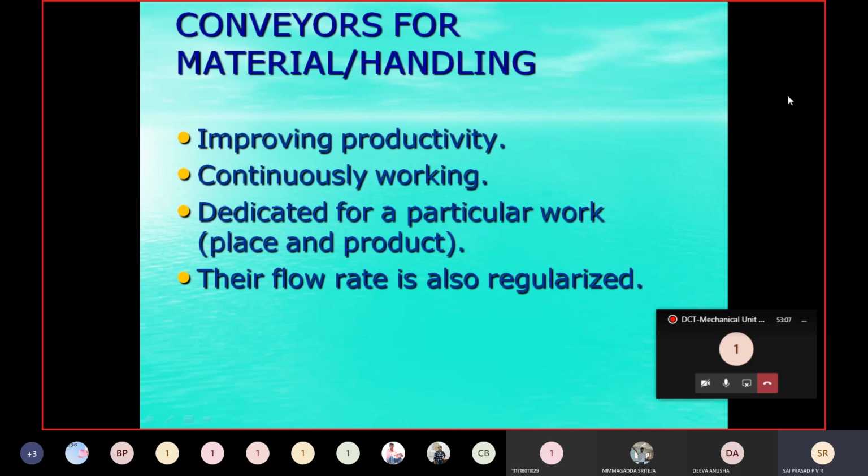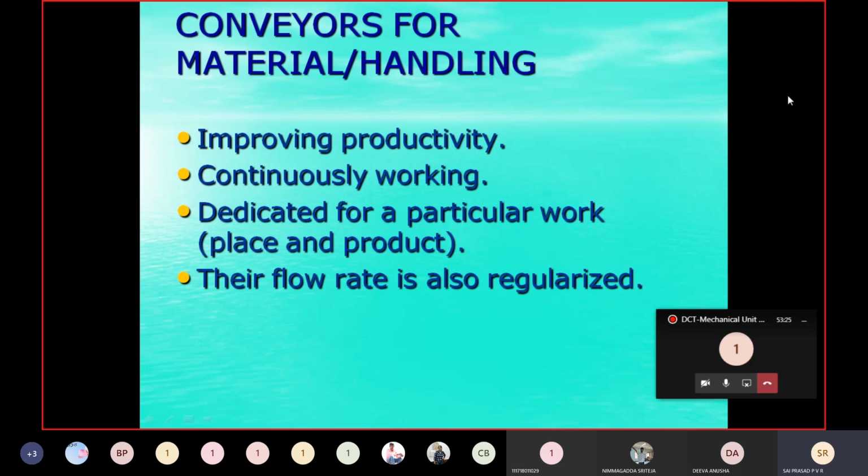The operator will be charging the solids onto the bulk conveyor, and the belts will be moving and continuously discharging to the furnace. Okay, that is the only task it will do. It will not do any other task. If you ask it to do some other task, then we have to change the design. So that is the meaning of it: dedicated only for a particular work, place and product.